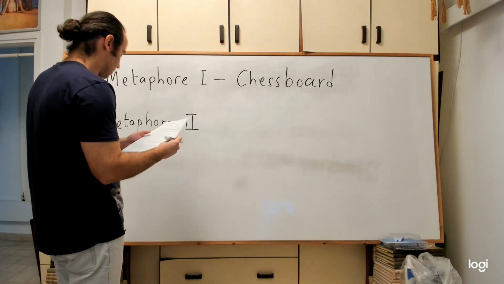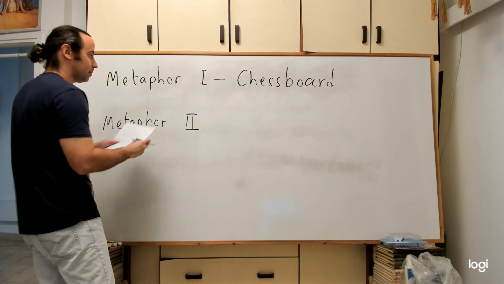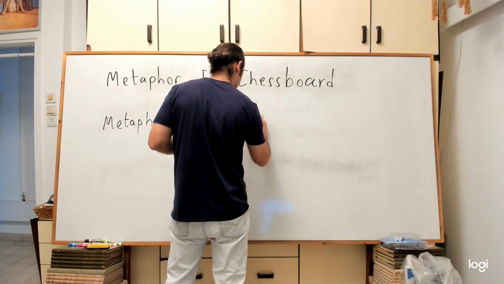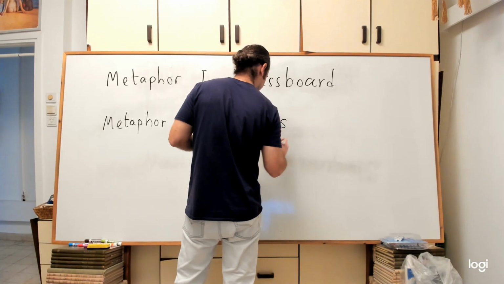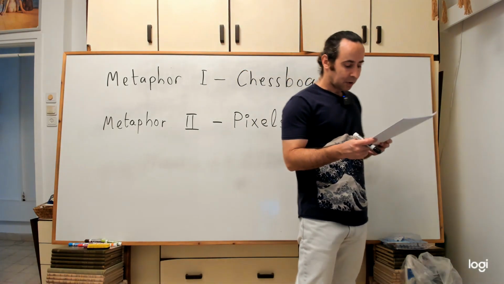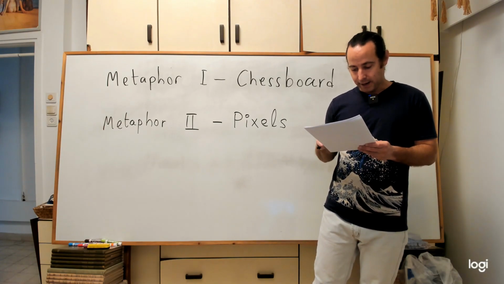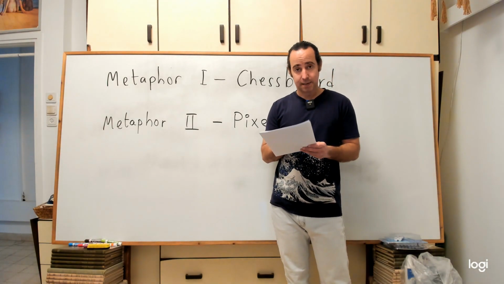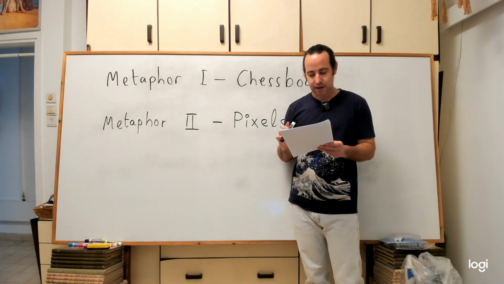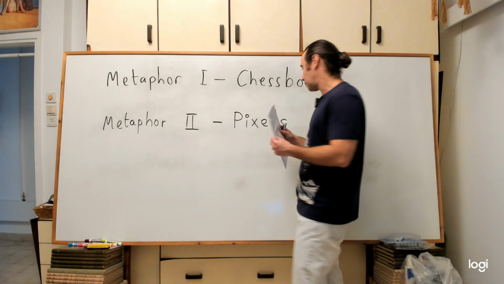Okay, metaphor 2, pixels. When I was a teenager, I liked to program graphics in DOS. Each tiny square of light on the screen is called a pixel. The screen resolution in DOS is very grainy, 320 pixels across and 200 pixels down.